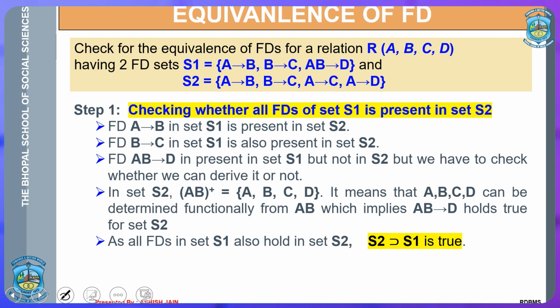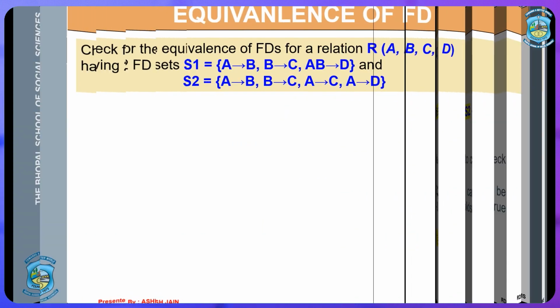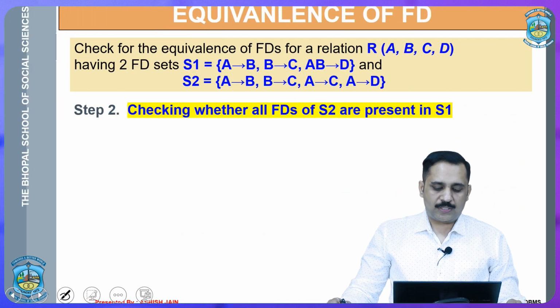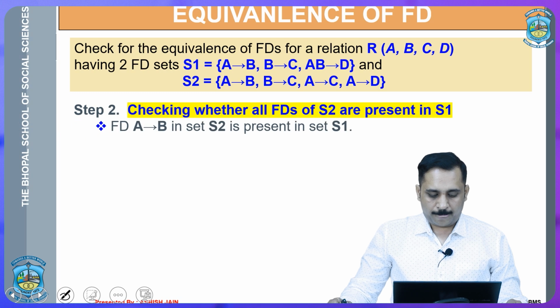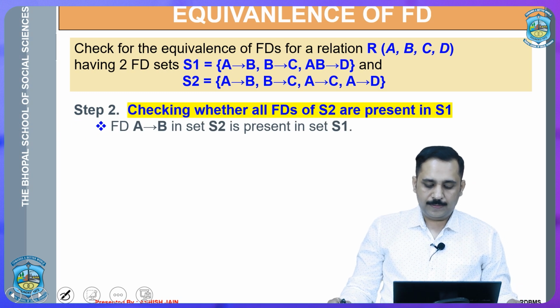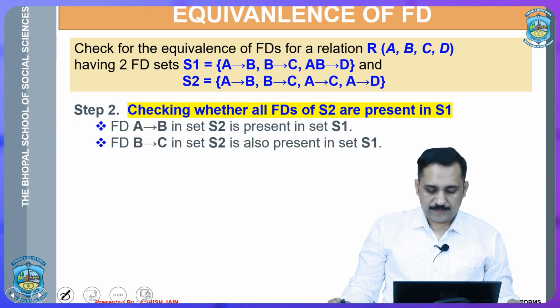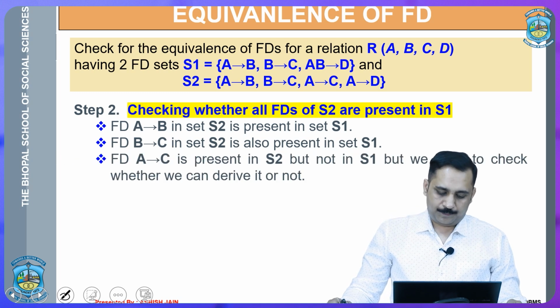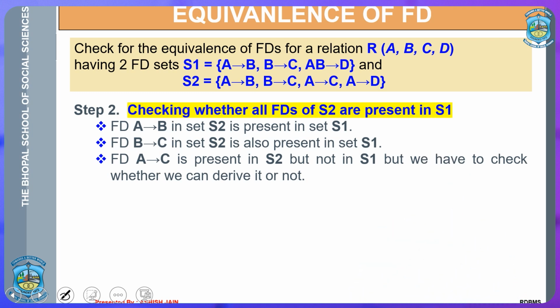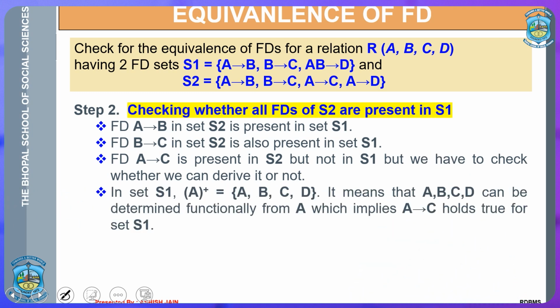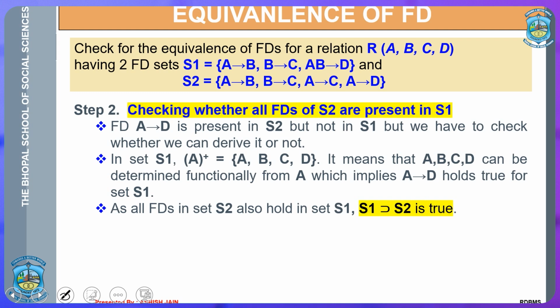We try to verify all the FDs of S2 in S1 now for the same problem, checking whether all the FDs of S2 are in S1 or not. First A tends to B, obviously it is given. B tends to C is also very evident. Then A tends to C is present in S2 but not in S1, so we have to check whether we can derive it. If we take the closure of A, we have A, B, C and D. That means A, B, C, D can be determined functionally from A, which implies that A tends to C also holds. We can say that S2 is a subset of S1 is true.